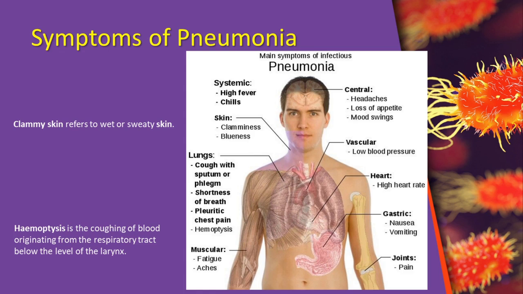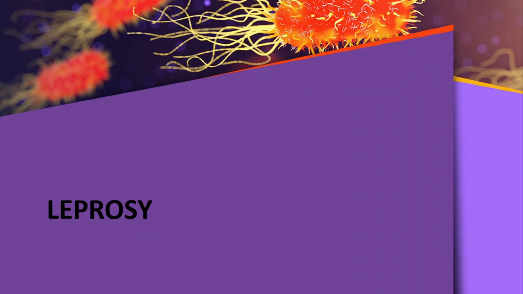Then it can affect the central nervous system of the person, causing development of headache, loss of appetite, mood swings. Then blood pressure will go down. Then there will be an increased heart rate. Then pneumonia can infect the gastrointestinal tract, causing nausea and vomiting. Then it can also affect the joints, causing the development of pain.